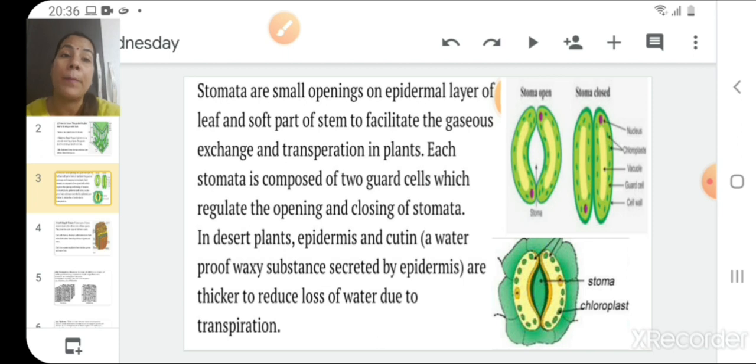In desert plants, the epidermis and cutin, a waterproof waxy substance which is secreted by the epidermis, are thicker to reduce the loss of water due to transpiration. In your previous classes, you have already studied adaptation in xerophytic plants, or adaptation in plants which grow in desert areas, in scarcity of water. There we have already studied that the epidermis becomes very thick in those plants so that it can prevent the loss of water. So here in this slide you can see the structure of stomata. One diagram is showing a closed stomata and the other an open stomata.